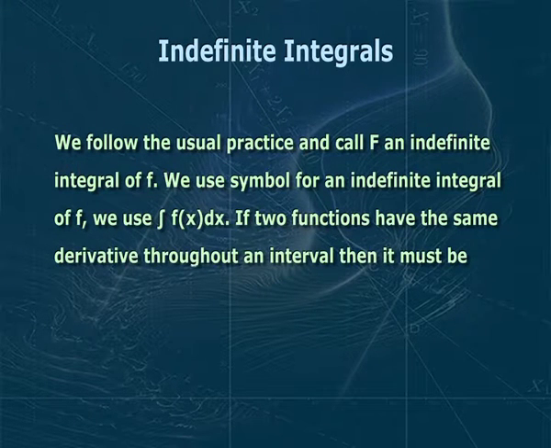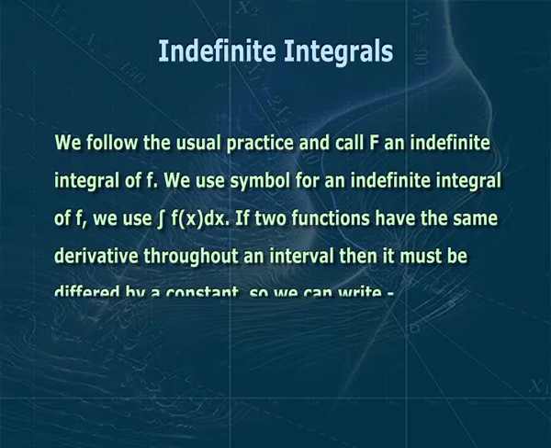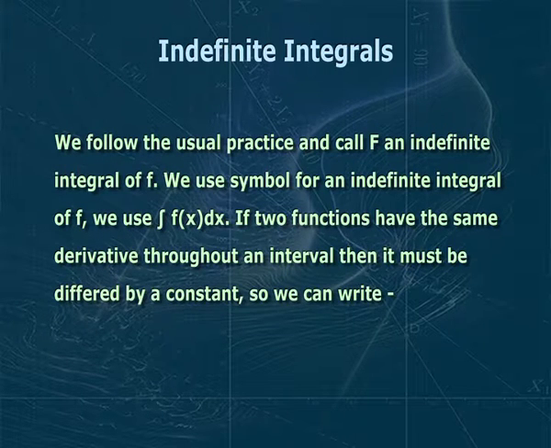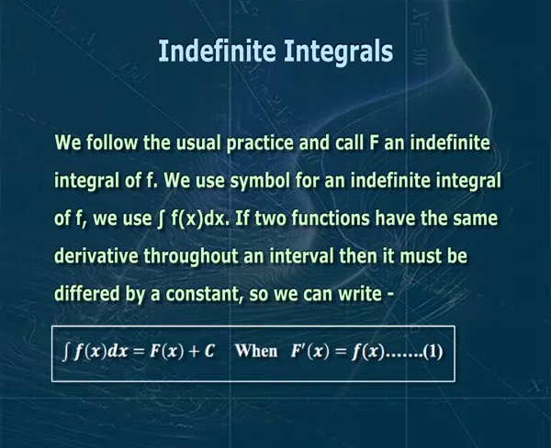If two functions have the same derivative throughout an interval, then they must differ by a constant. So, we can write integration of small f x dx is equal to capital F of x plus c when F dash x is equal to f of x. This will be our equation number 1.